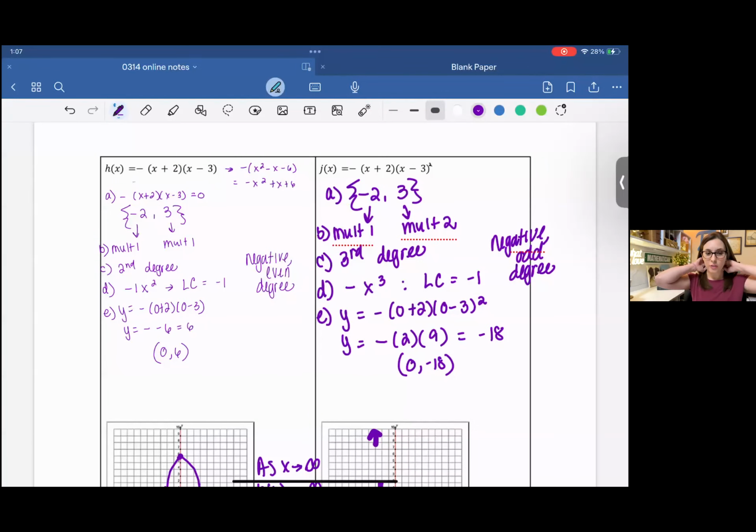Okay, last one for the graphing, we still get those same x-intercepts of negative 2 and 3. At negative 2, we have a multiplicity of 1, which shows that linear function. At 3, we have a multiplicity of 2, which is going to mimic that quadratic function. This brings us to a third degree polynomial, leading coefficient of negative 1. So we have a negative odd degree polynomial.